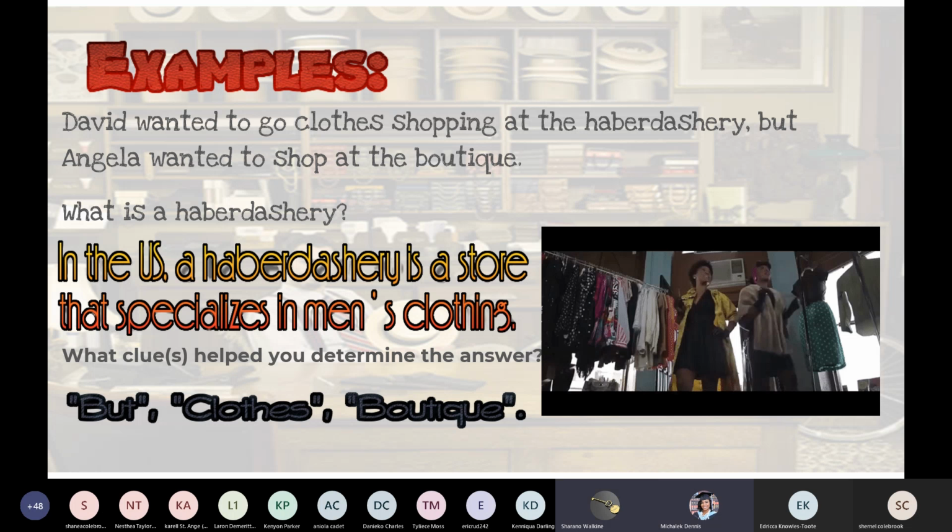So let's see. In the U.S., a haberdashery is a store that specializes in men's clothing. So guys, yes, you are correct. Haberdashery is a men's clothing and accessories store. Who said that? Good job. Awesome. And what words were used in the sentence to signal that haberdashery was the opposite of boutique? Christelle says, but. But, good job. Anyone else?